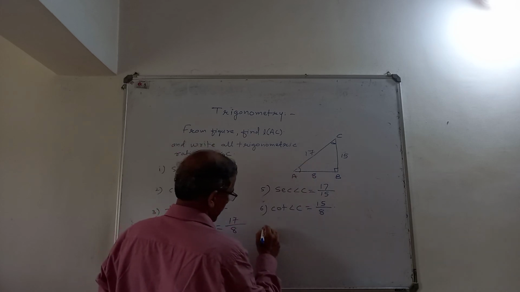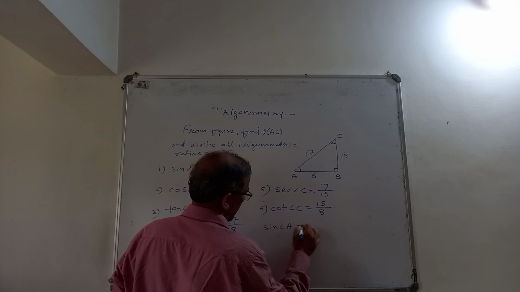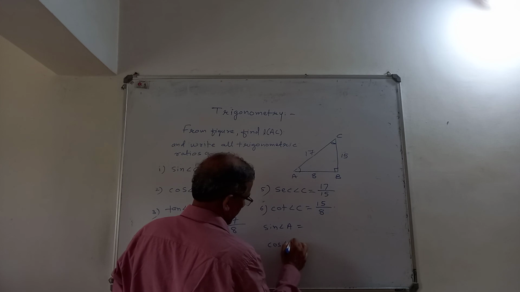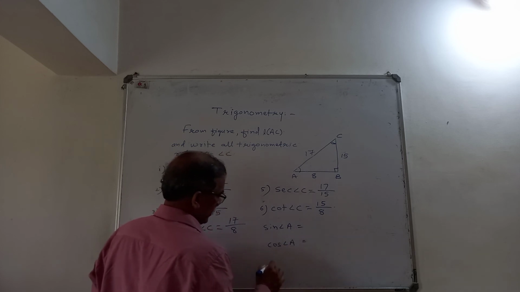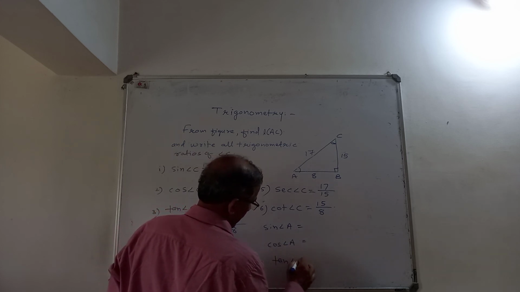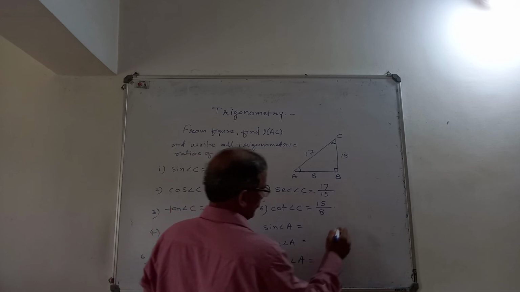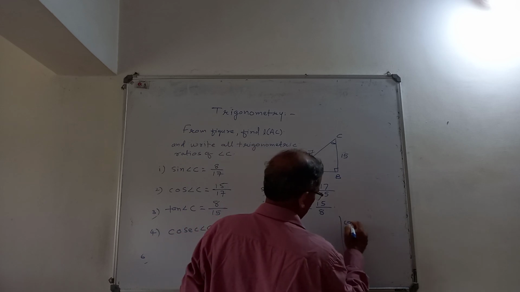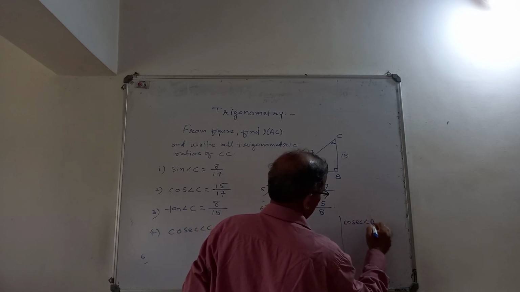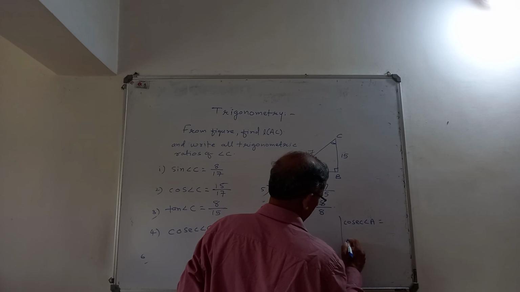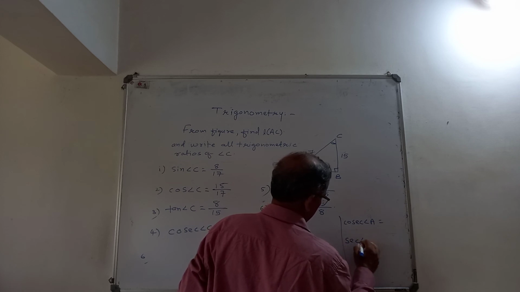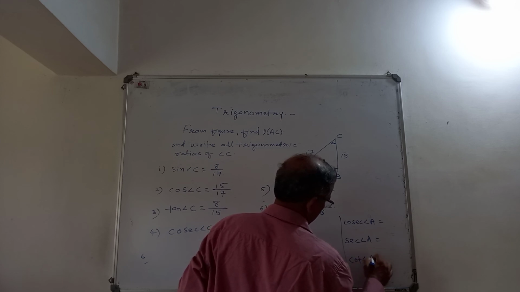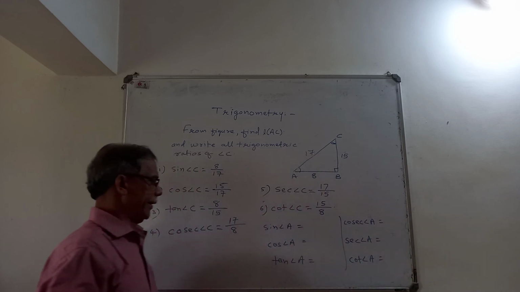Like this, we can also write, if you want, all trigonometric ratios of angle A. For example, sin of angle A is equal to, you write, then cos angle A is equal to, then tan angle A is equal to, then the inverse of sin, cosec angle A is equal to, the inverse of cos is sec angle A is equal to, and then cot angle A is equal to, you can write.